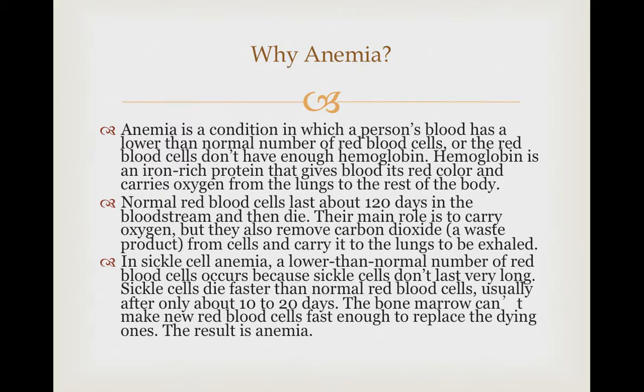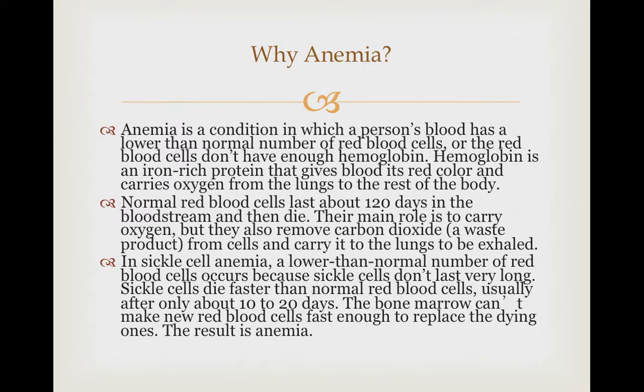So why is it called anemia? Anemia is a condition in which a person's blood has a lower than normal number of red blood cells, or the red blood cells don't have enough hemoglobin. Hemoglobin is an iron-rich protein that gives blood its red color and carries oxygen from the lungs to the rest of the body. Normal red blood cells last about 120 days in the bloodstream and then they die. Their main role is to carry oxygen, but they also remove carbon dioxide, a waste product, from cells and carry it to the lungs to be exhaled.